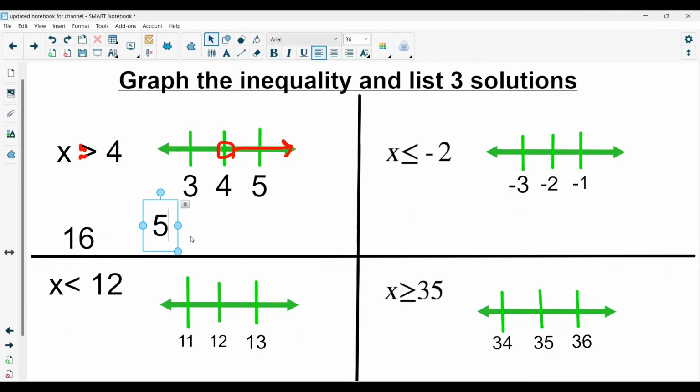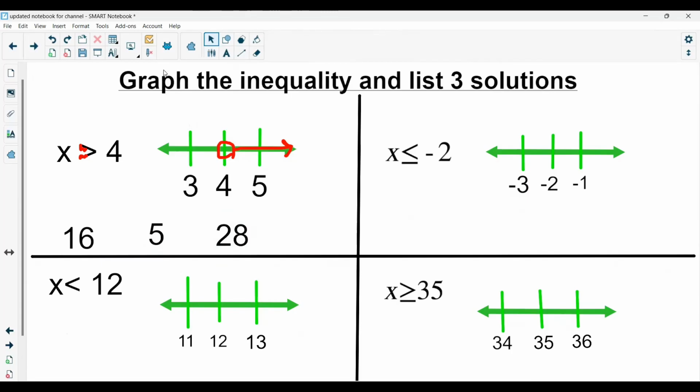5 is listed up here. That's bigger than 4. What about 28, is that bigger than 4? Could the answer be 4? It cannot be 4 because 4 is not bigger than 4. 4 is equal to 4. Okay? This is eating all the numbers that are bigger than 4.